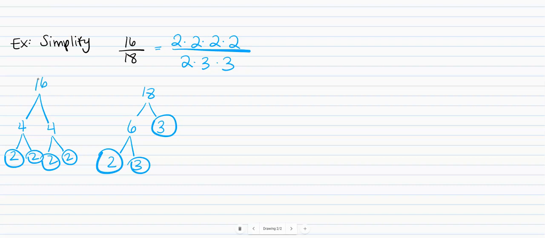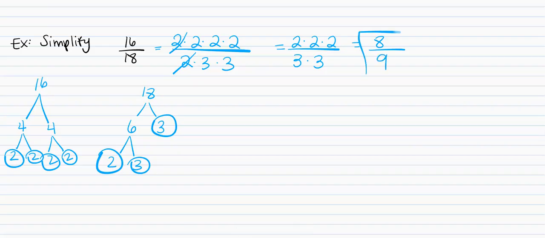I only have one value in common in my numerator and the denominator, which is 2. I am now left with 2 times 2 times 2 divided by 3 times 3. I know that 2 times 2 times 2 is 8, and 3 times 3 is 9. So my simplified form is 8 over 9. This is all for this video, and we will continue on in the next one.